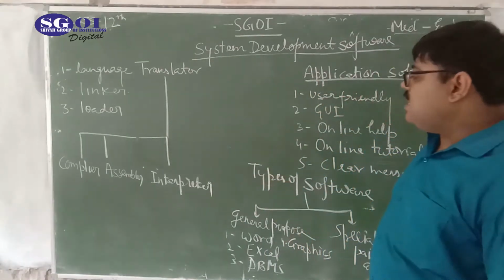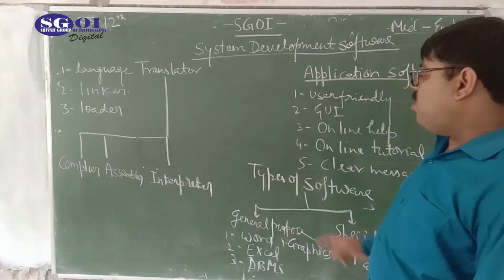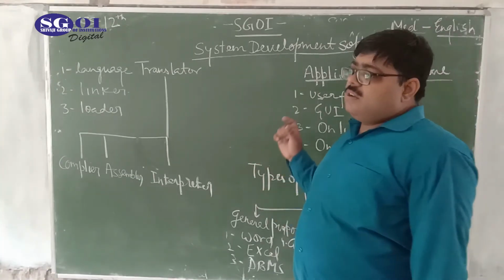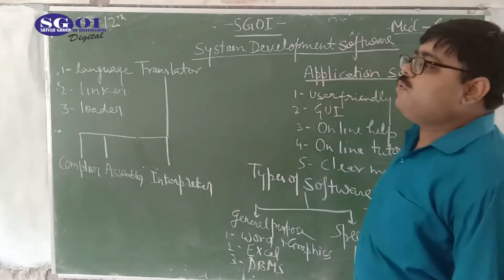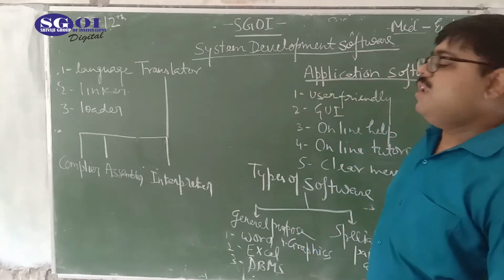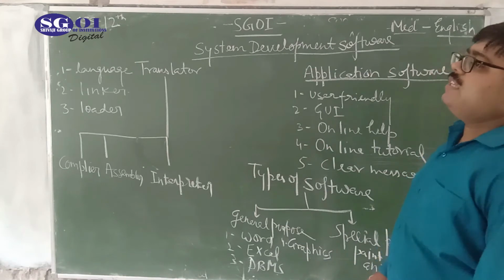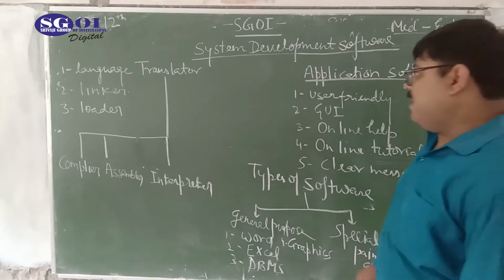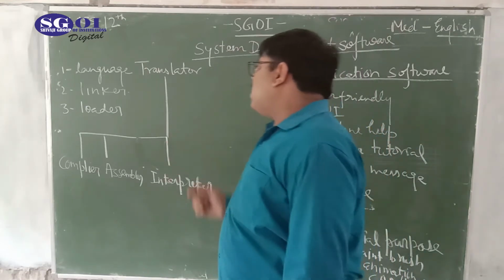The third thing is interpreter. Interpreter also changes high level program codes into machine level program codes, but in interpreter it changes the code line by line, whereas the compiler changes the whole code at one time. So these are the work of language translator.